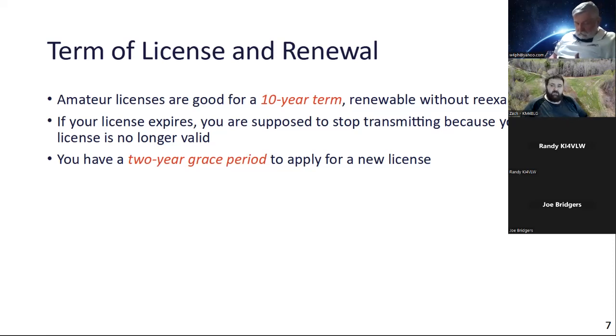But if it's after that 2 years, then you'd have to basically start over from square one, retest, get a new call sign, all that kind of stuff. And now this doesn't mean you have another 2 years to operate after your license expires. This just means you have 2 years to get it legal again before you have to start over.